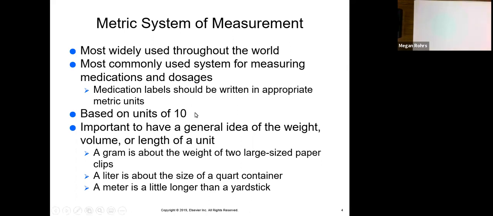If you're not as familiar with the metric system, here are a couple reference units that you could use to kind of visualize the size of these units. So 1 gram is about the weight of 2 large paper clips. So really small amount of weight there. A liter is roughly the size of a quart. We've all probably seen a 2 liter of soda, so half of that would be a liter. And then a meter is just a little bit longer than a yardstick, just a few inches longer than a yardstick.